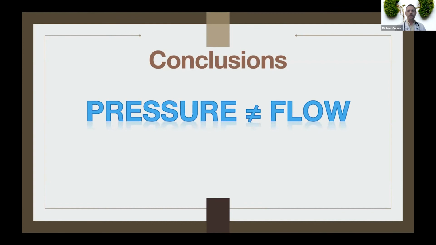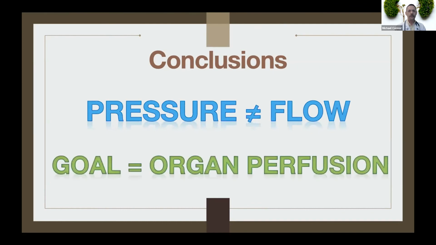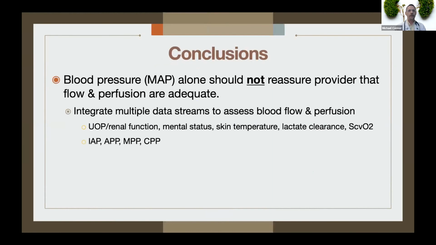So in conclusion, pressure doesn't equal flow. We need to focus on organ perfusion, not blood pressure. Blood pressure should not be used alone to reassure the provider that flow and perfusion are adequate. We should use multiple different data streams that help us understand blood flow and perfusion. These things are like urine output, mental status, skin temperature, lactate clearance, ScvO2, intra-abdominal pressure, mean perfusion pressures, abdominal perfusion pressures.